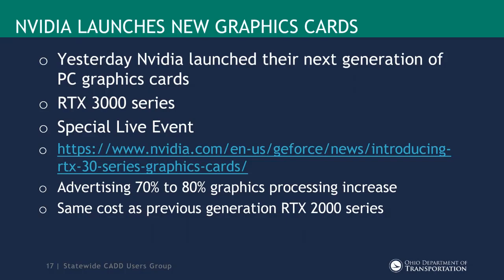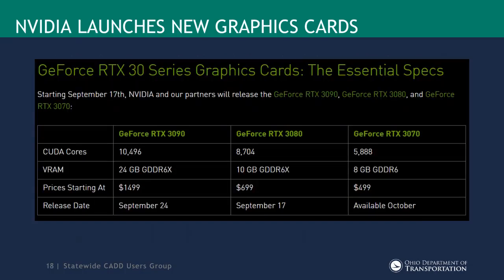And I did provide a quick blurb here. They've got a 3090 card, a 3080 card, and a 3070 card. The 3080 card they're saying is their flagship card, which is going to be released on September 17th. It's going to have a starting price of $699. And then the 3070, which is a lower end card, they're saying is outperforming the previous high end card from the last generation, for $499, and it'll be available in October.